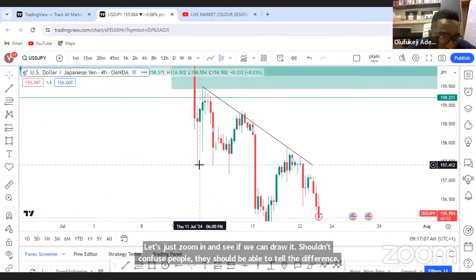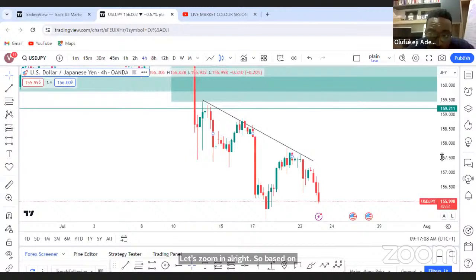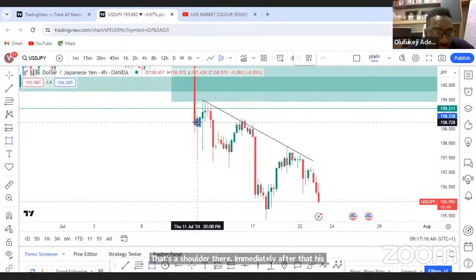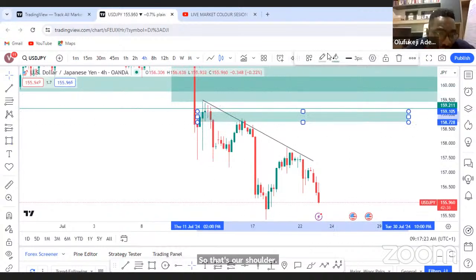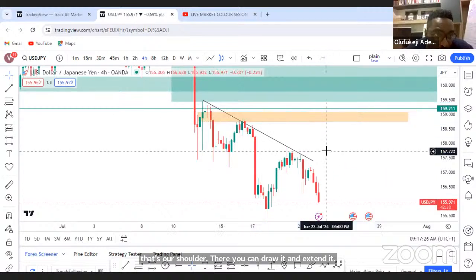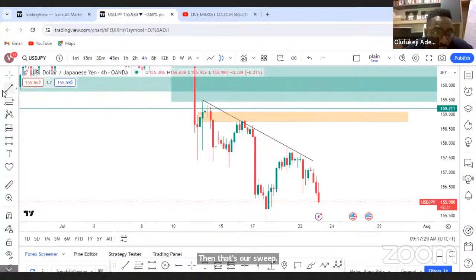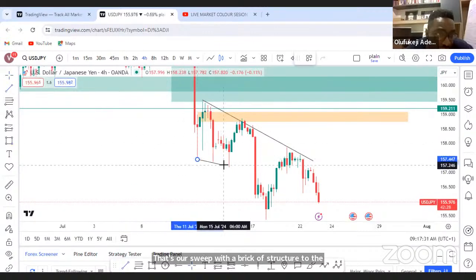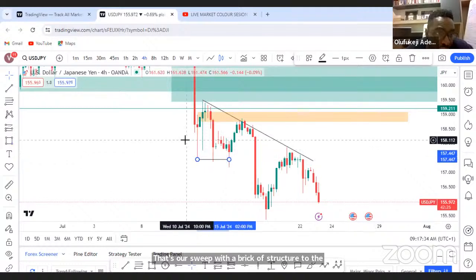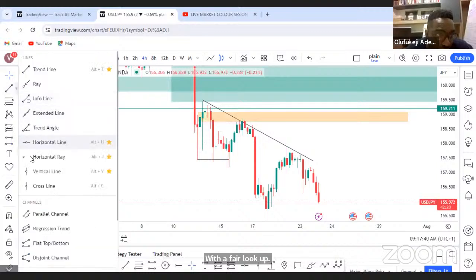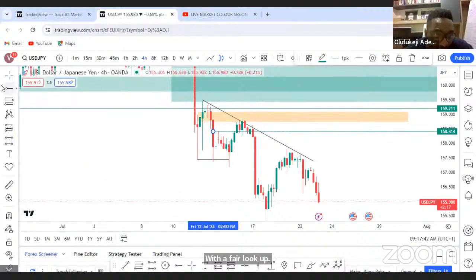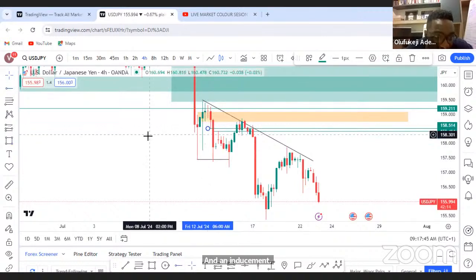So based on this now, there is a shoulder. That's a shoulder there. Immediately after that fair value gap, a shoulder was formed. How do you know it's a shoulder? Because there was a sweep, a grab of liquidity. So that's our shoulder there. You can draw it and extend it. Then that's our sweep, with a break of structure to the downside, with a fair value gap and an inducement. That's the fair value gap there. That's the inducement.